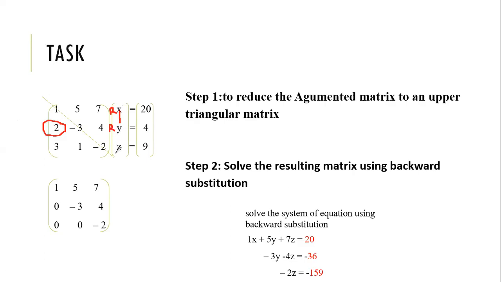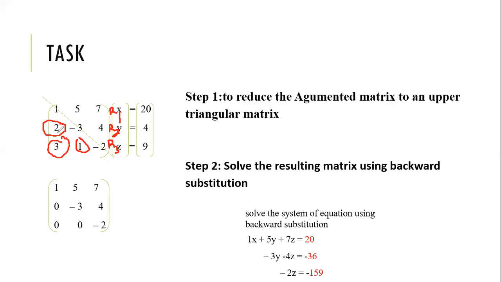Okay, so if I want this element, the objective is to make these 3 elements become 0. So everything under the leading diagonal becomes 0. How do I achieve that? We said that we can use the element in row 1 to reduce this element to 0. How do you do it?